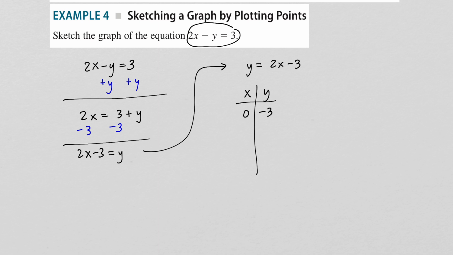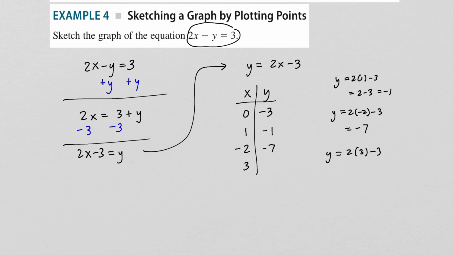Let's let x equal 1. If x equals 1, y is going to be 2 times 1 minus 3. This is 2 minus 3, which is negative 1. Let's plug in a negative value for x. So if x is negative 2, y will be 2 times negative 2 minus 3, and this works out to be negative 7. And we'll do one more here. If x equals positive 3, y is going to be 2 times 3 minus 3, which is 6 minus 3, which is 3. So we have those 4 points.